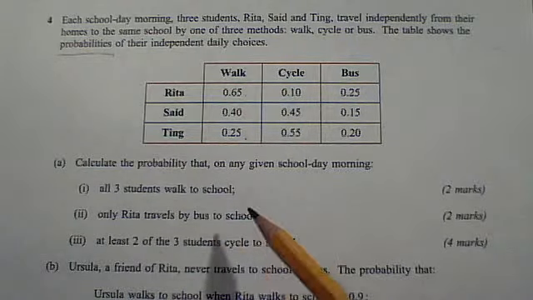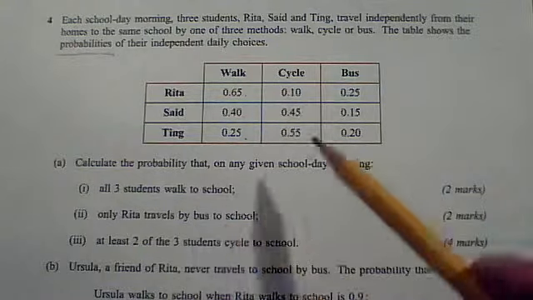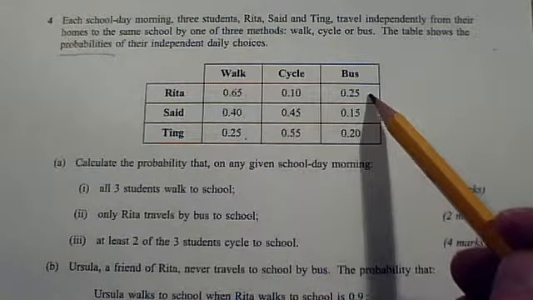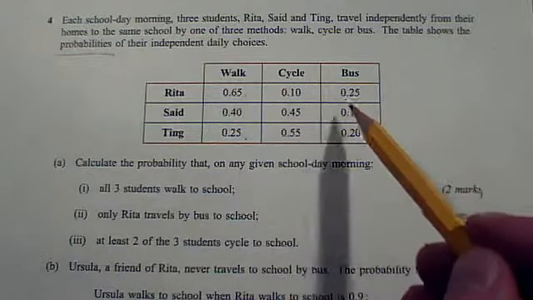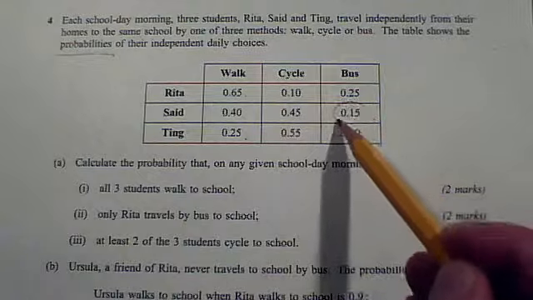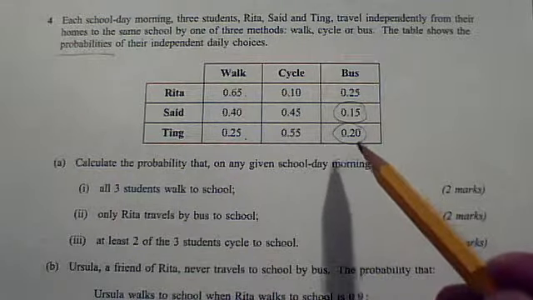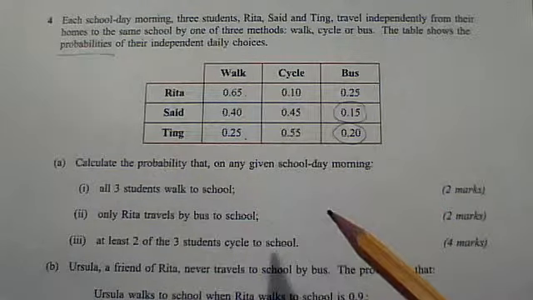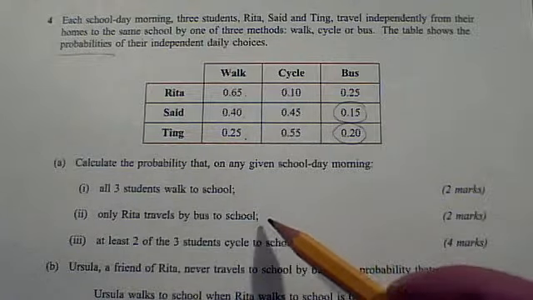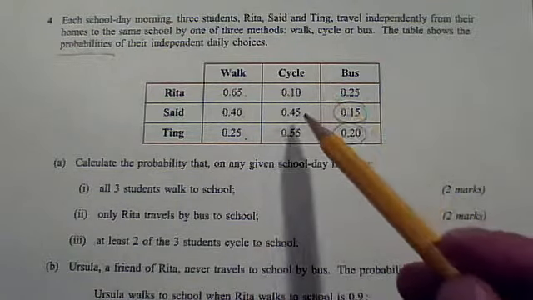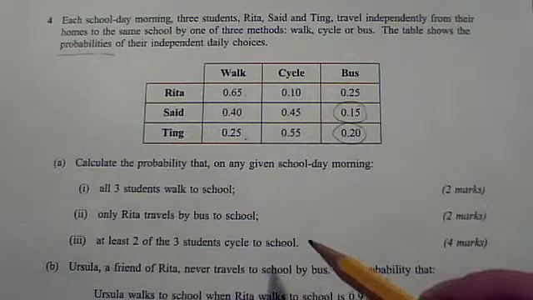For the second one, we want only Rita travels by bus to school. So Rita's going to be travelling by bus, and the other 2 are going to be not travelling by bus, but we don't care which of the others. So it's actually this column we're using, but these 2 numbers, because we want them to not travel by bus, we have to look at the probability of the event not happening, and for that you have to do a subtraction from 1. But there is only one way that can happen. Rita goes by bus, Saeed doesn't, Ting doesn't, so there's once again a simple set of 3 probabilities to combine in a particular way.